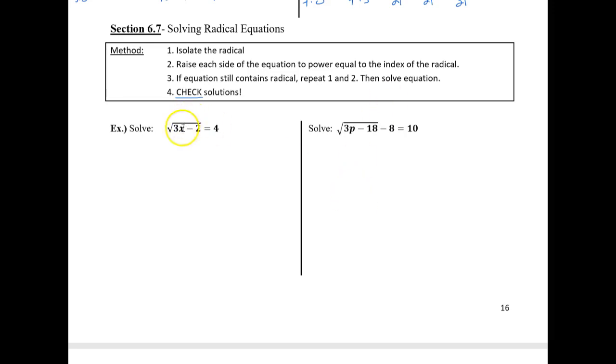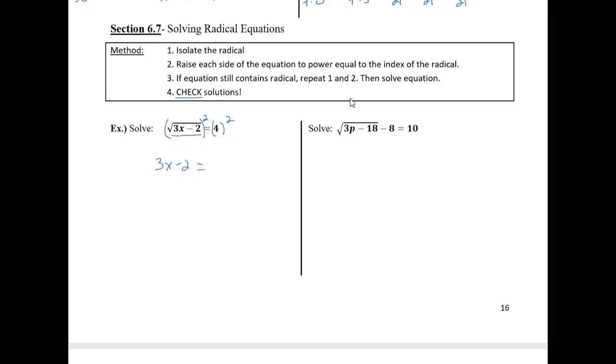Alright, this first example on the left. I have the radical by itself. There's stuff underneath the radical, but there's nothing else being added, subtracted, multiplied, or divided to that radical. So it's all by itself, equaling a constant. Once that's isolated, we undo the square root by squaring both sides of the equation. When I square a square root, I'm left with what's underneath the radical, so 3x minus 2, because that square and square root undo each other.